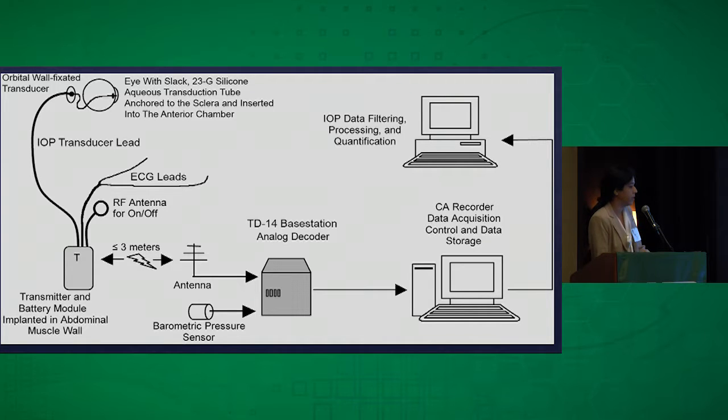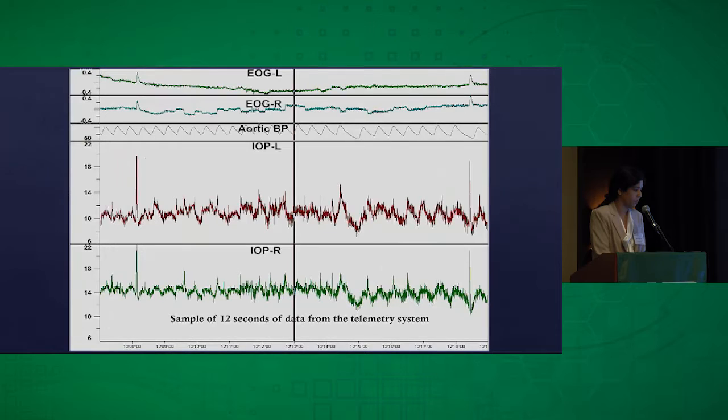This is a schematic of the system. From the eye, the information goes to the transmitter and battery module in the abdomen, from where it's wirelessly transmitted via an antenna in the animal's cage to the base station, where the IOP, aortic blood pressure, and body temperature are digitally sampled at 500 measurements per second, 24 hours a day. The data is then sent to data acquisition, control, and storage, where it's later processed, filtered, and quantified.